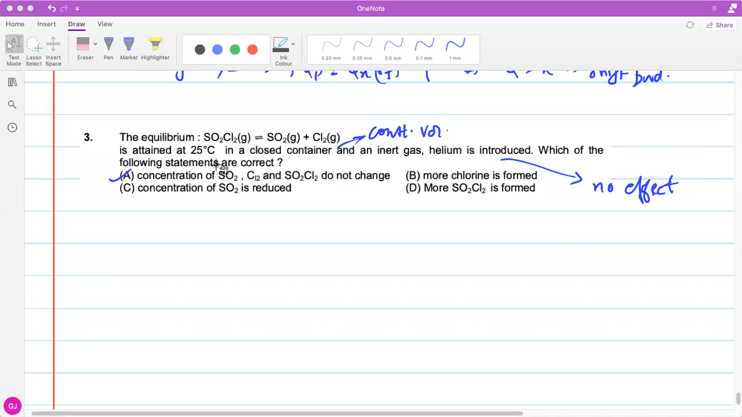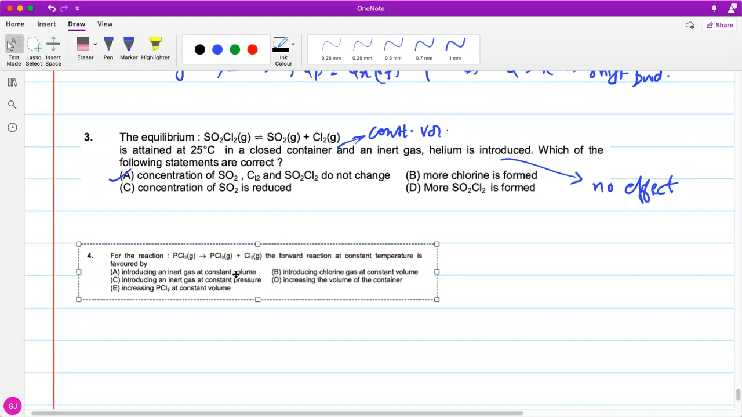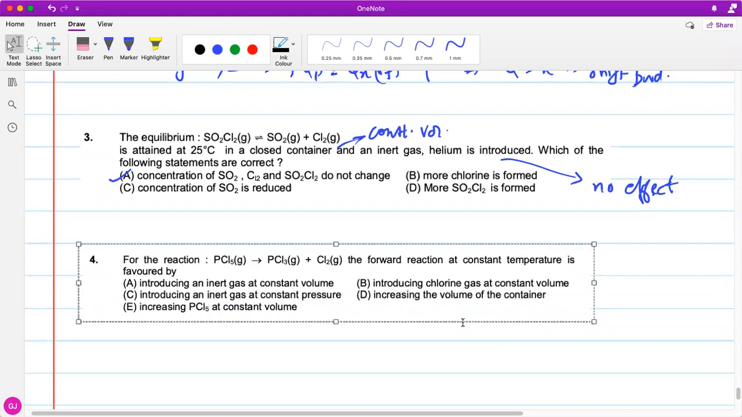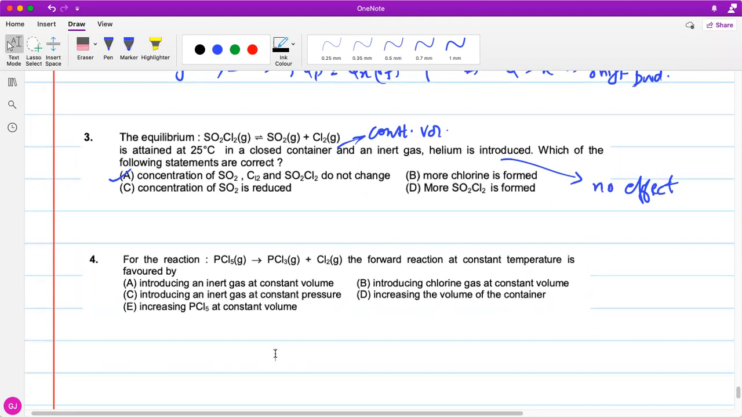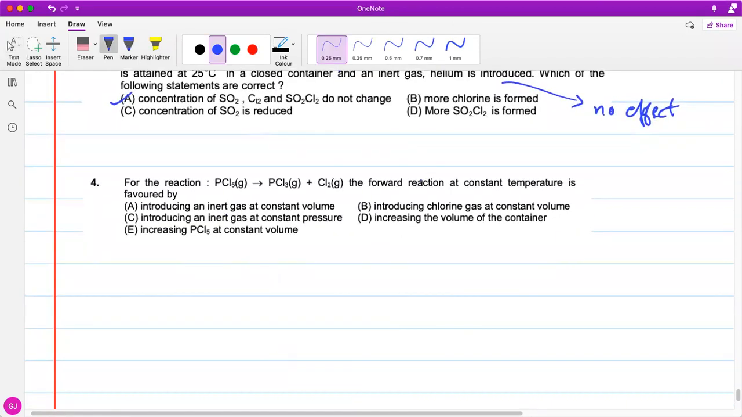Okay, let's look at the next question. Question number 4, right? So what is there in the fourth question? If you notice, again, it's a gas phase reaction, and we are being asked what favors the forward reaction. Now, A option is not correct because, as you would have gathered from your lectures and notes, inert gas at constant volume means no effect, right? The equilibrium is not going to shift forward or backward.